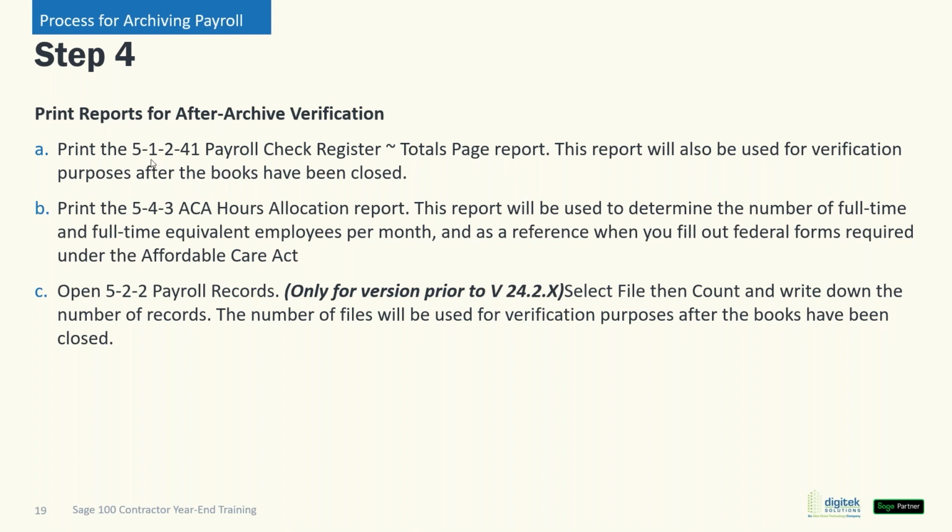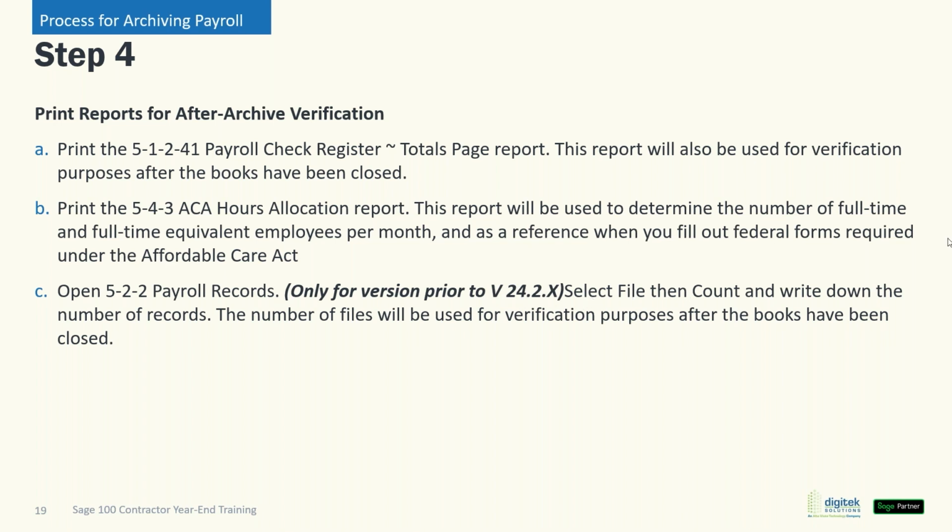That's in the 51241 screen. We're going to run any ACH hour reports if that is applicable to you. We're going to look for any open records. And if you're in a version prior to 24, you're going to go in and do a record count.